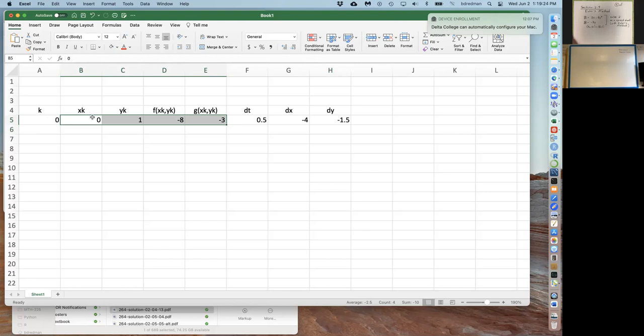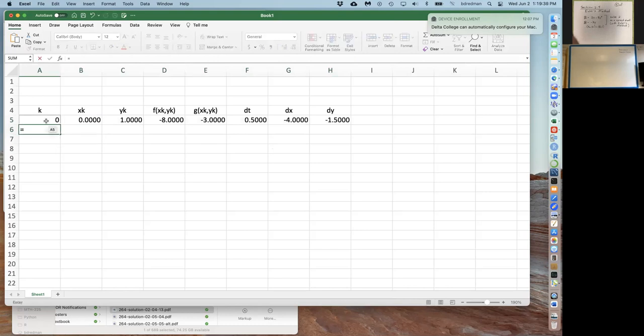Maybe for all the table, I want to show 4 digits. You know, Excel keeps all the digits behind the scenes, but I'm seeing these 4 digits. Okay, now let's go to the next line. I will make this equal to the line above plus 1, so that will naturally count the k's.